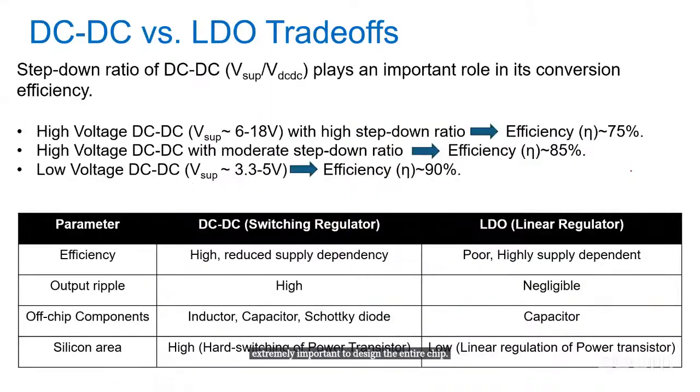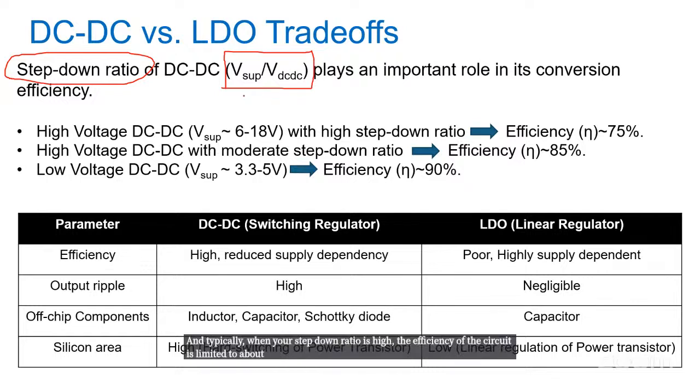Okay, so now let's understand the DC-DC plus LDO trade-offs. Now, step-down ratio is a very important parameter to understand while designing a DC-DC converter. And step-down ratio is basically the supply voltage divided by your output voltage. So higher step-down ratio means that your DC-DC output voltage is much smaller than your input supply voltage. And typically, when your step-down ratio is high, the efficiency of the circuit is limited to about 75% for these high voltage converters.